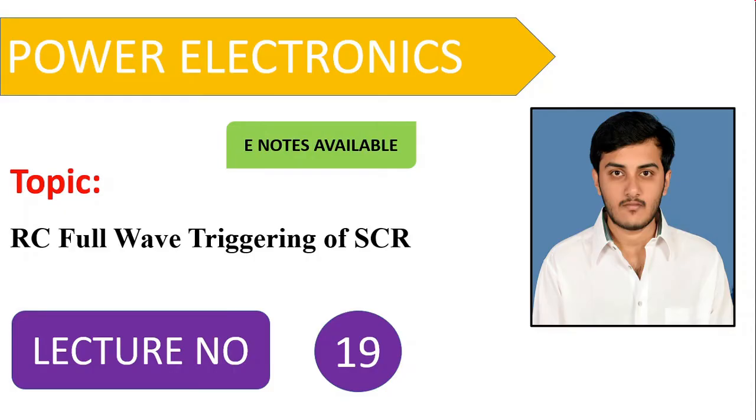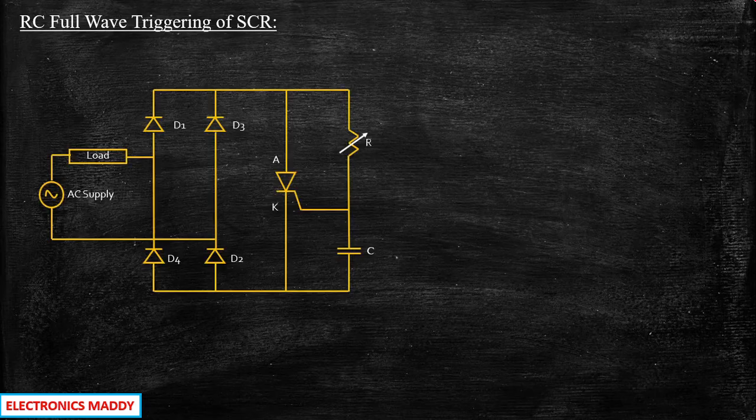So let's get started with the topic. RC full wave triggering of SCR. At the first place, let us look at the circuit diagram. If you carefully observe this particular circuit, you have an AC supply, a load, and an uncontrolled rectifier circuit. Then you have the SCR connected at this point, and R and C elements are connected across it.